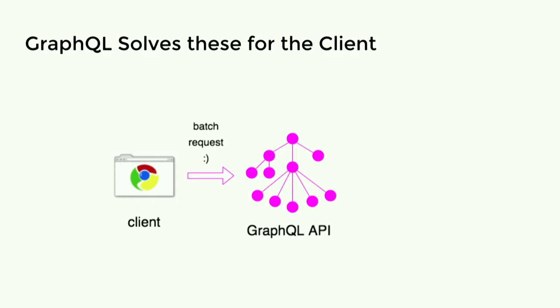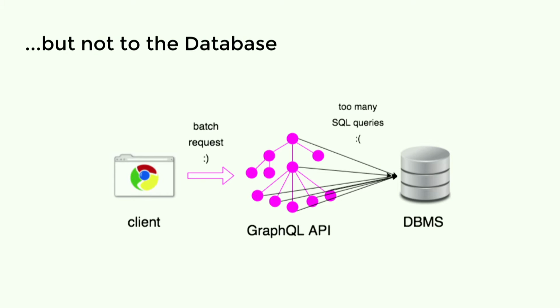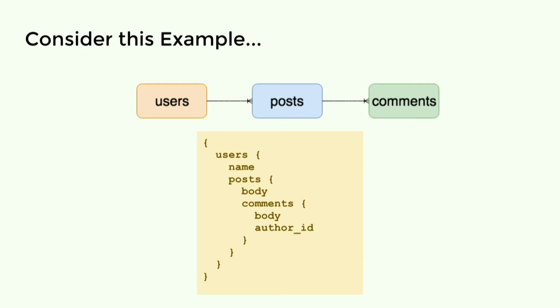But that doesn't solve all your performance problems, because you still have to make sure that GraphQL executes efficiently against your backend. And if you're using SQL, like we are, a naive application might end up doing too many SQL queries. So let me illustrate this with an example. We have this schema that has users with many posts, with many comments, and say we want to get some data with a query like this. So how might we resolve this query?